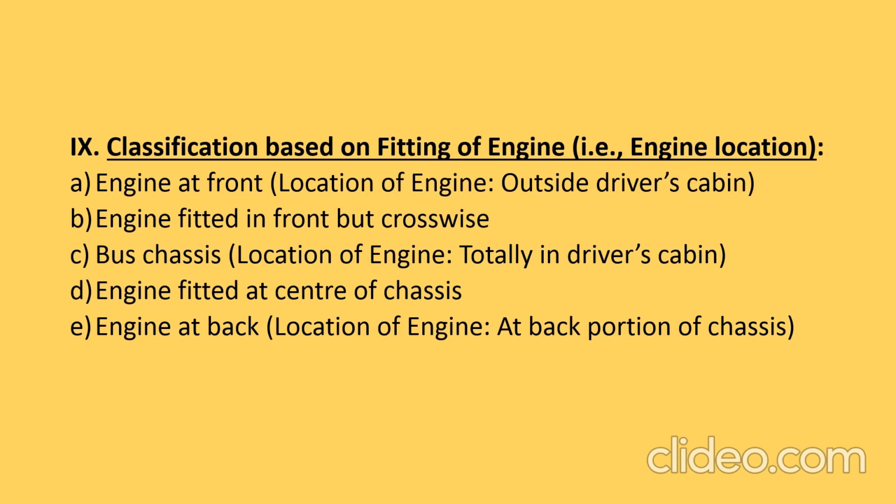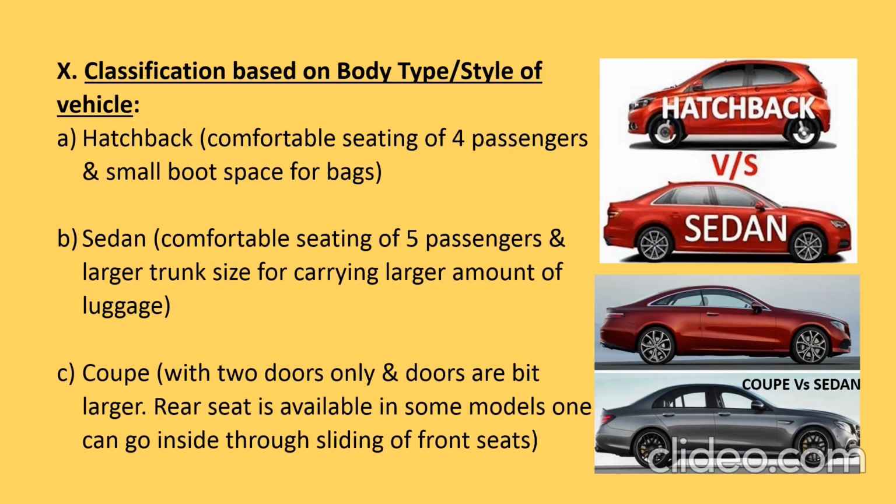Now the last classification of the vehicle is based on the body type, or the style of vehicle. Hatchback: here it is comfortable sitting for 4 passengers and a small boot space for bags. Then we have sedan, that is comfortable sitting for 5 passengers and large trunk size for carrying a large amount of luggage. Then we have coupe, which has only 2 doors, and the doors are a bit larger. Rear seat is also available in some models, where one can go inside by sliding the front seat.